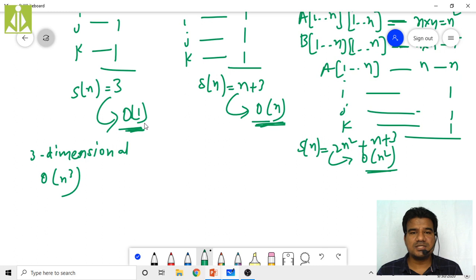If you use a one-dimensional array, then at most n unknown variables, so your space complexity function will become order of n. If you use a two-dimensional array, then order of n square. If you use a three-dimensional array, order of n cube. That is our peak stage, isn't it?